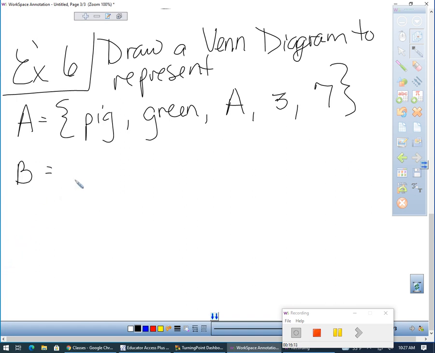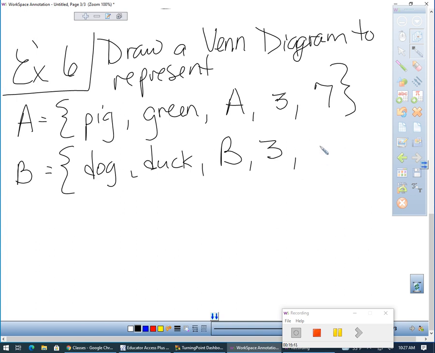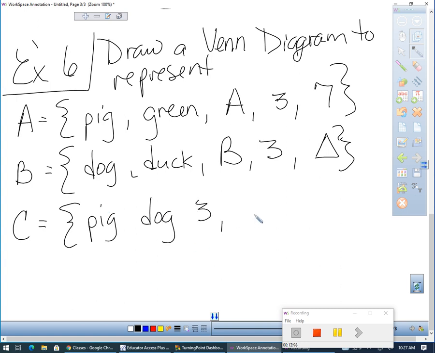Set B is, how about dog, duck, B, 3, and triangle. I wanted to show you it could be anything in there. And set C. In this one, how about if we have a pig, dog, 3, triangle, and bear. I heard bear. Is that what I heard? Oh, well, we're going with bear. All right. So we have 3 sets, which means we have 3 circles in our Venn diagram.